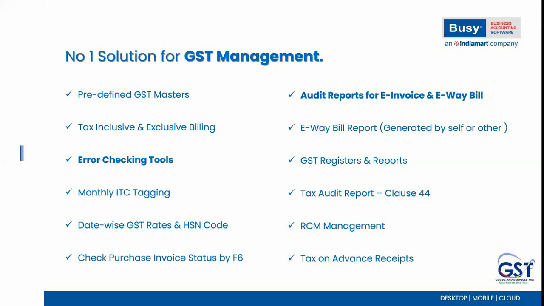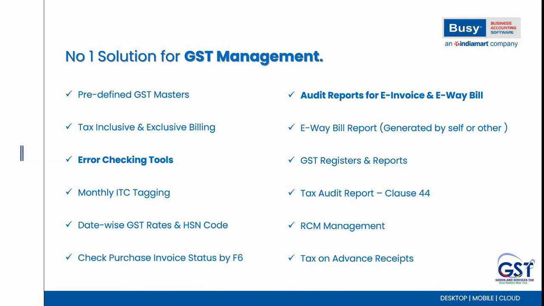All right. Apart from the features that I explained here, we have certain features like the predefined GST master. When you create any new company in Busy, the sale type, purchase type and tax categories are created automatically. No need to create them manually; everything will be created automatically. And tax inclusive and exclusive billing, which we already saw, with the exclusive and inclusive calculation, multi-rate calculation and everything. This is also very important for most industries.